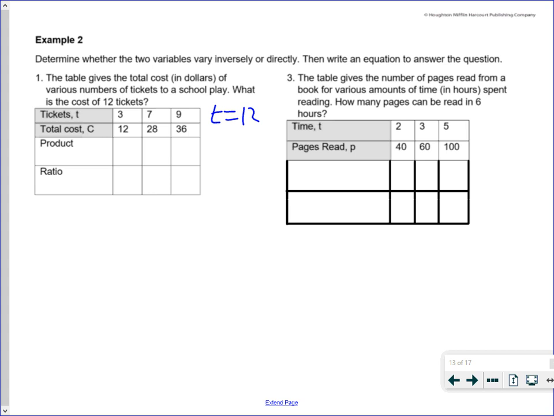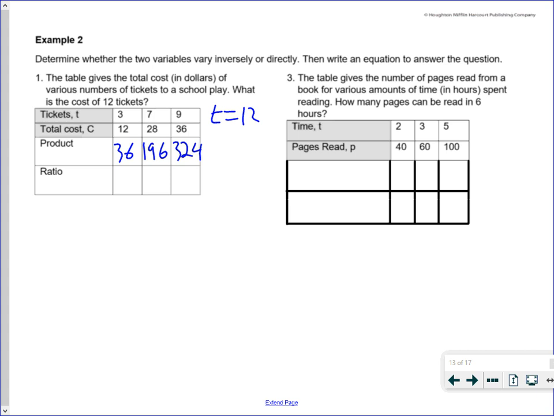And that's why we're going to figure out our product between pairs of points and our ratios between those same variables. So for product, we're going to multiply 3 and 12. That's 36. And then we're going to multiply 7 and 28. That's 196. And finally, we're going to multiply 9 and 36, which is 324. Okay? And we can see that all the products are different. They're not the same product. They're not the same constant. So that tells me that this cannot be an inverse variation.